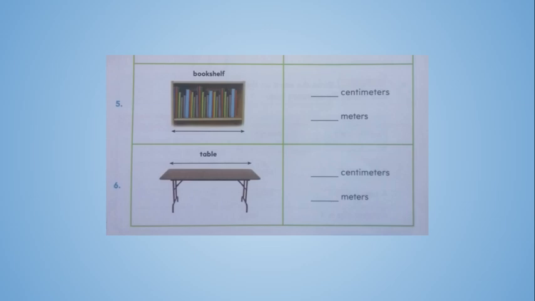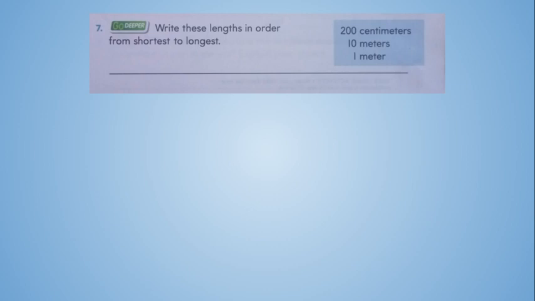The next thing we needed to measure was a bookshelf going across lengthwise. And it is 1 meter. That's an easy one. 1 meter is equal to 100 centimeters. The next object is a table. I measured the table in the back of our classroom and found that it was 3 meters long. 3 meters is the same as how many centimeters? 300 centimeters.